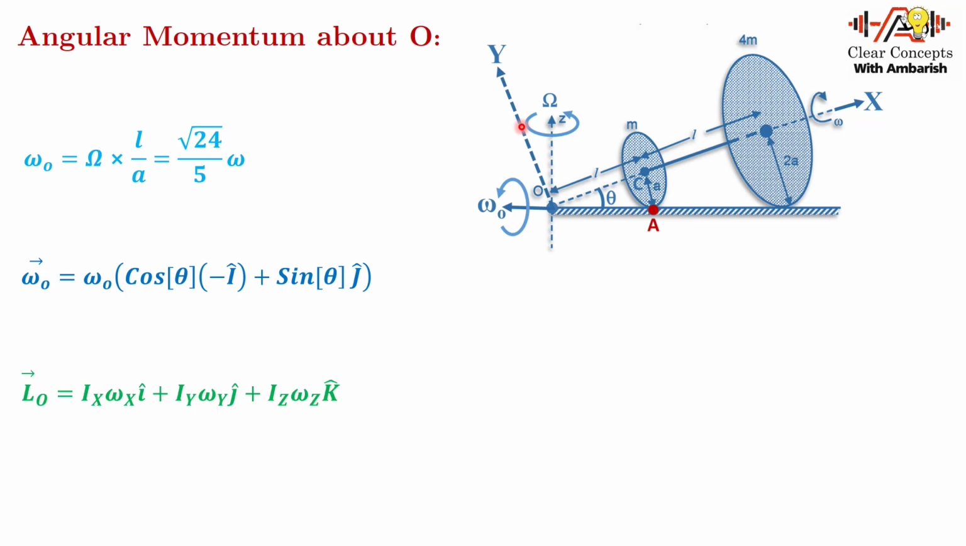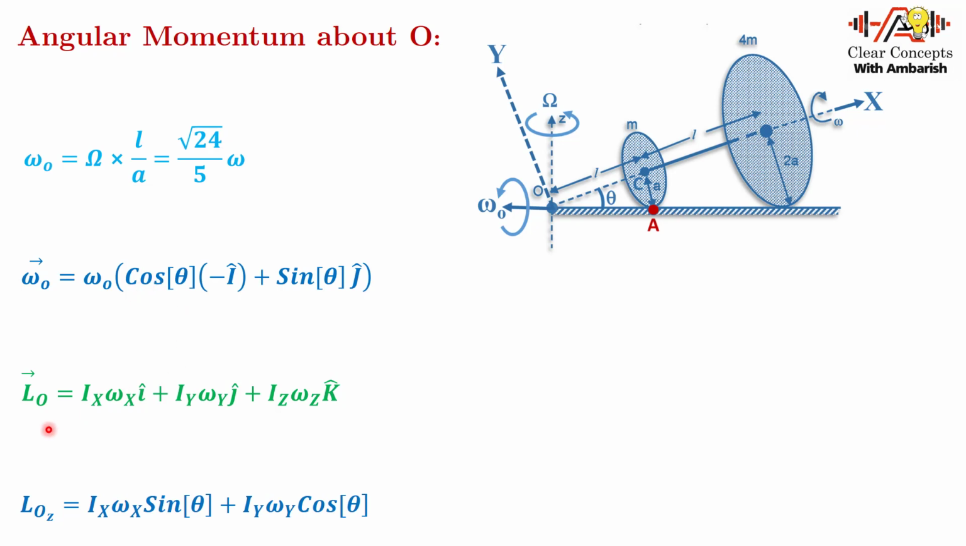Okay, now what is the angular momentum? I showed it in the previous video. It's simply Ix omega x I cap plus Iy omega y j cap plus Iz omega z k cap. Now I just need to substitute the values of Ix, Iy, and I can simplify this. Omega x is nothing but omega naught.